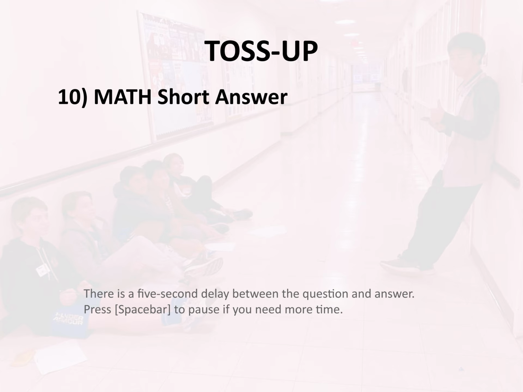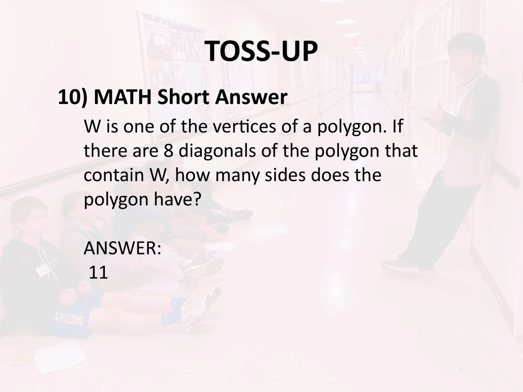Toss-up 10. Math. Short answer. W is one of the vertices of a polygon. If there are 8 diagonals of the polygon that contain W, how many sides does the polygon have? Answer, 11.